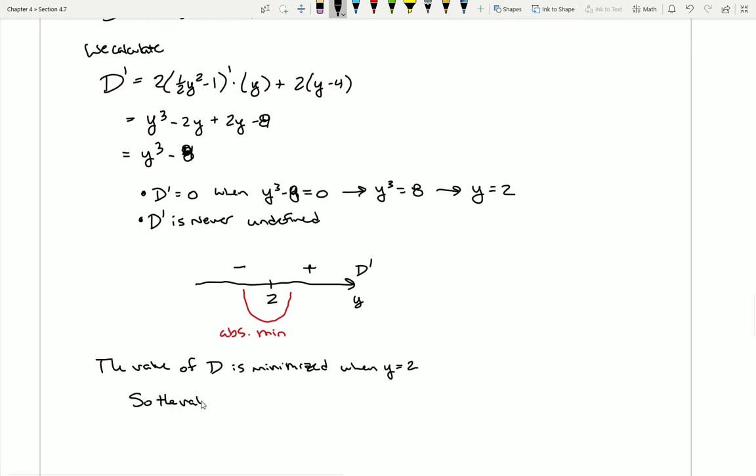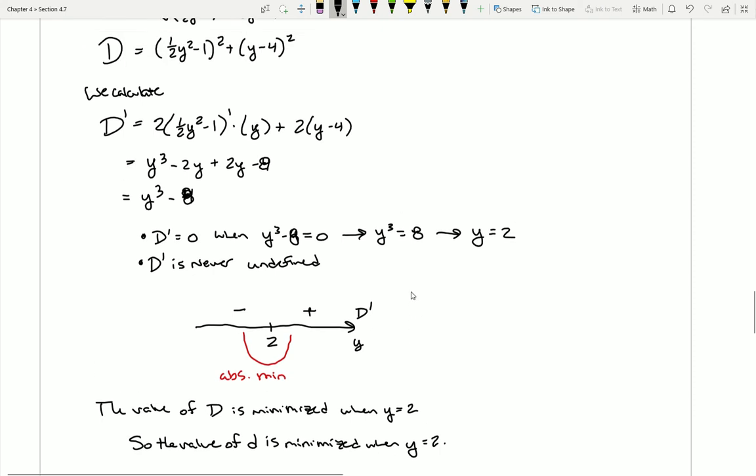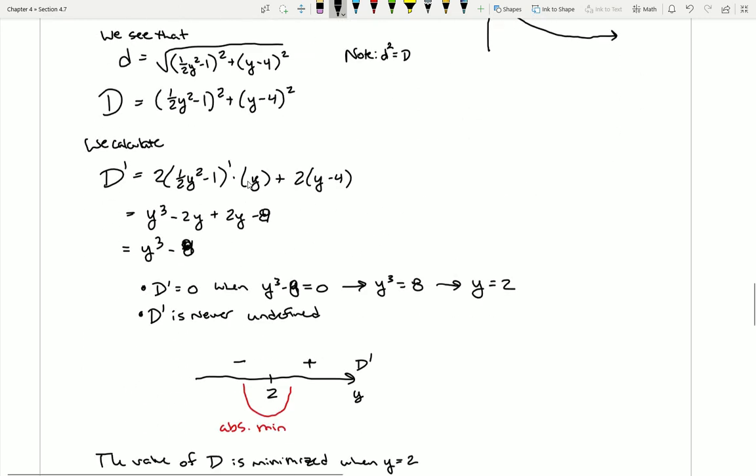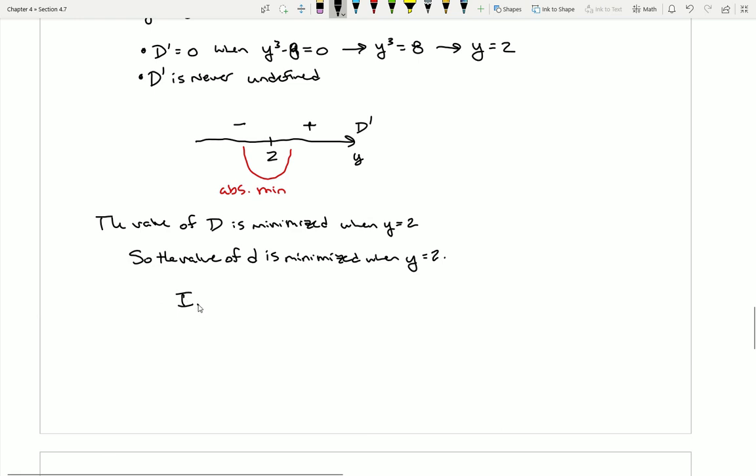So the value of little d is minimized when y is equal to 2. That's also going to work. But of course, if that happens to be true, then if I know the value of y, and the question says that the value of y where this is going to be smallest has a y coordinate of 2, then I should be able to find the x coordinate, no problem. In fact, I even have a formula right here that tells me if I have a y, how to compute my value of x. So I'm going to go ahead and actually do that here. I'll then be able to say if y is equal to 2, then x is equal to 1/2 times 2 squared, which notice also produces 2.